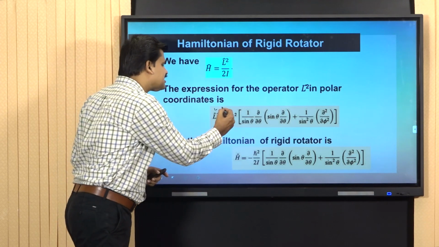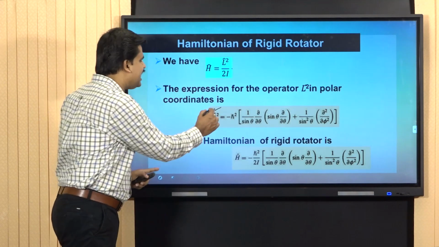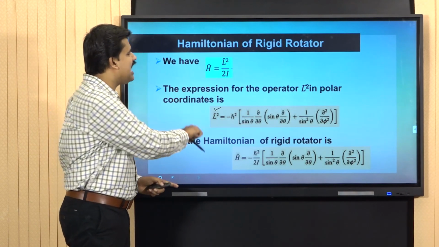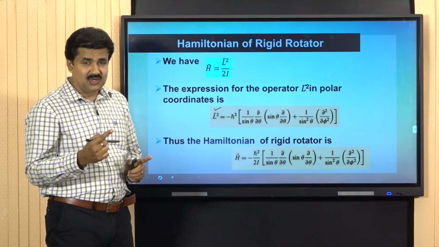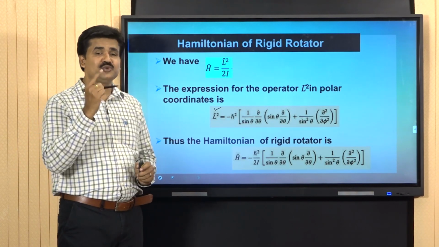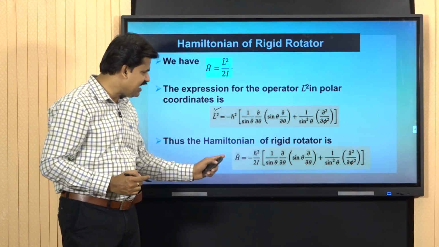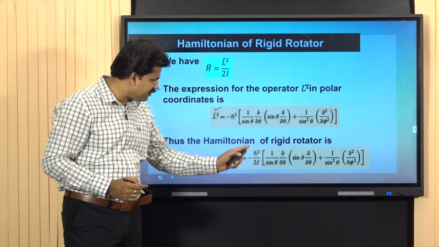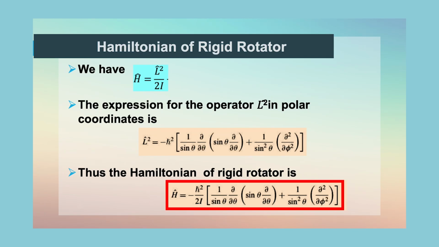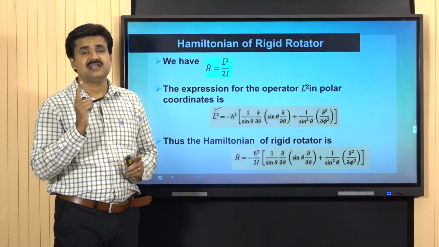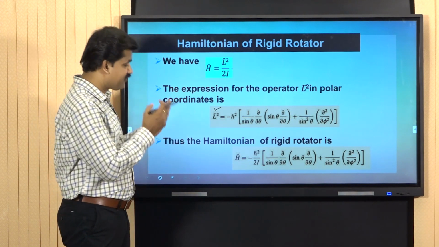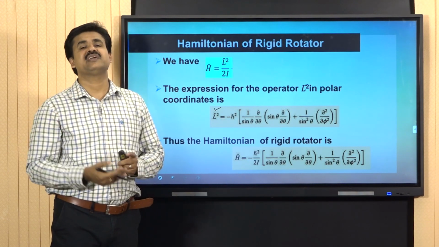This is L squared, and H hat is equal to L squared by 2I. Therefore, I have to divide this L squared by 2I to get the Hamiltonian operator. So, the Hamiltonian operator corresponding to the rigid rotator is given by H hat equal to minus h-bar squared by 2I, times 1 by sin theta, del by del theta of sin theta into del by del theta, plus 1 by sin squared theta into del squared by del phi squared. This is the Hamiltonian operator corresponding to a rigid rotator, from which we can obtain the Schrodinger wave equation for the rigid rotator.